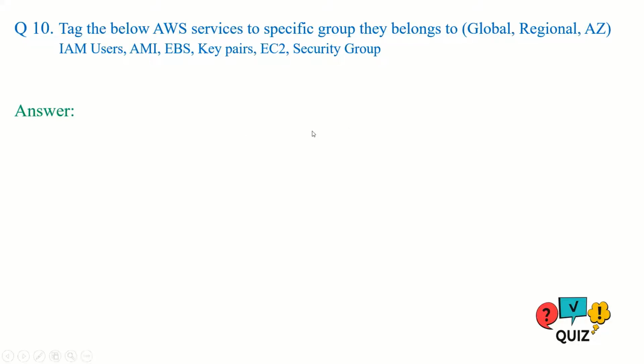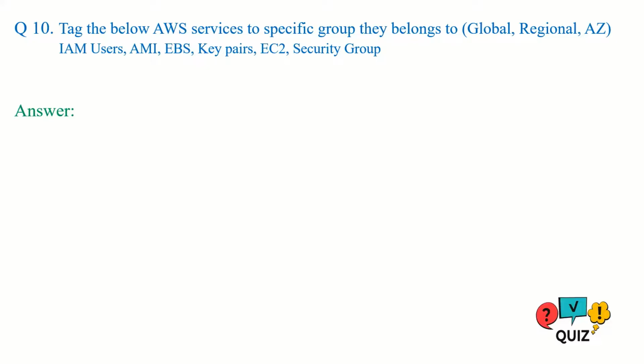Security group is regional. That's correct. EC2 instance would be availability zone. Yes, correct. Key pair, IAM users, key pair can be global. Yes, good. EBS. AMI is global. Can you change the answer for AMI? One chance. AMI would be regional. Okay, good.